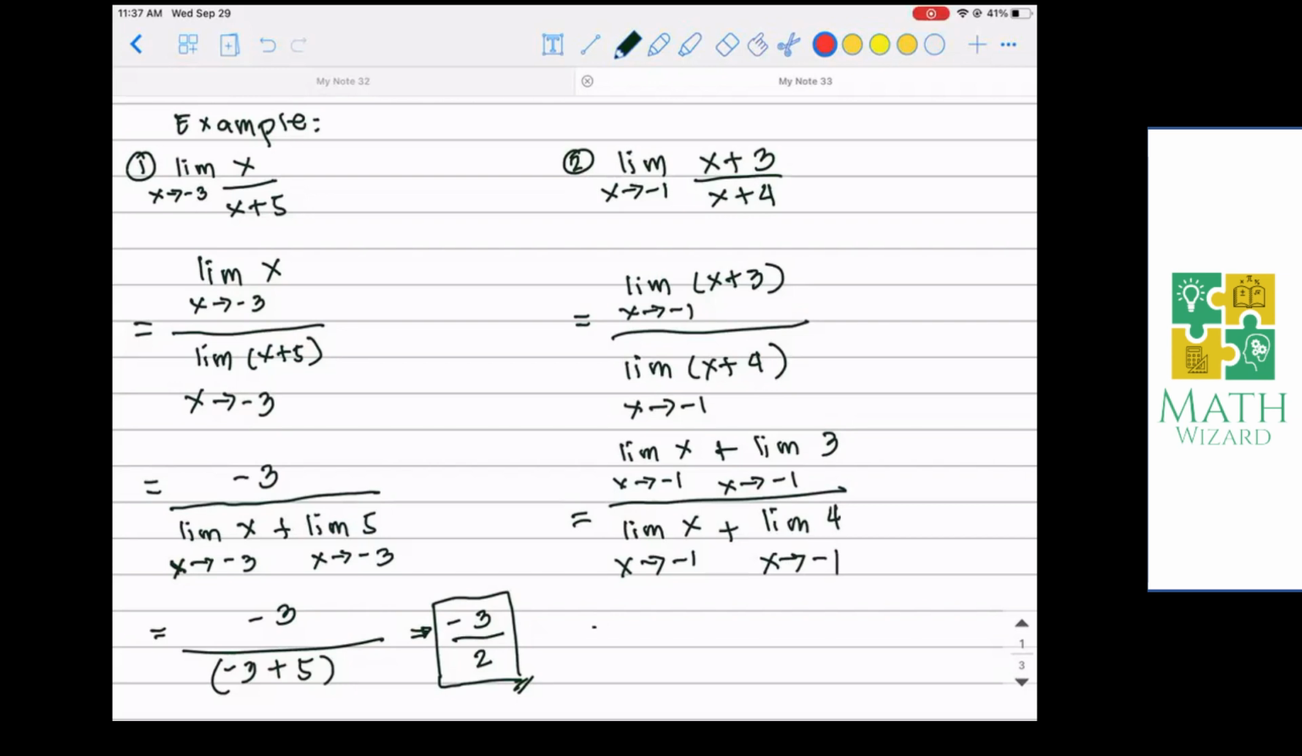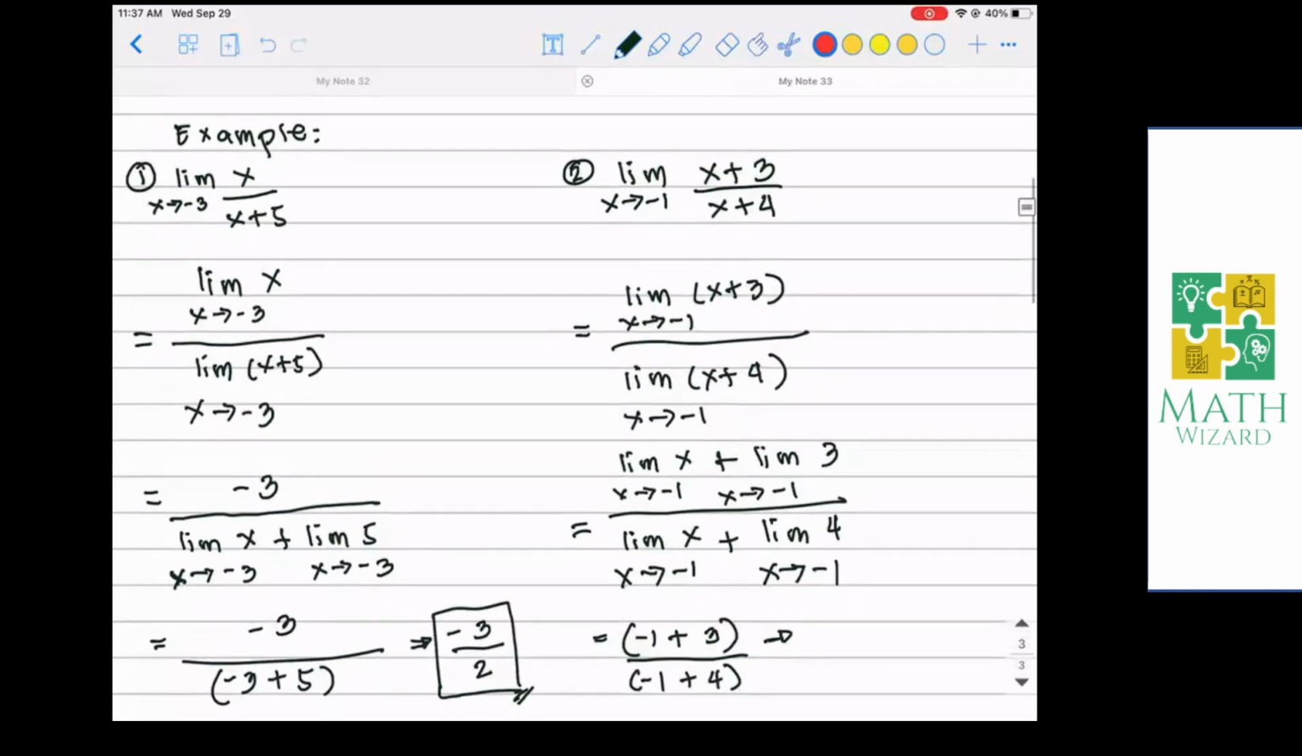So this becomes the limit of x as x approaches to negative 1. The answer is negative 1 plus the limit of 3 as x approaches to negative 1 ay the constant itself over the limit of x as x approaches to negative 1, that's the negative 1, and then limit of 4 as x approaches to negative 1 is 4. Simplifying this one, it becomes 2 over 3. So the final answer is 2/3.